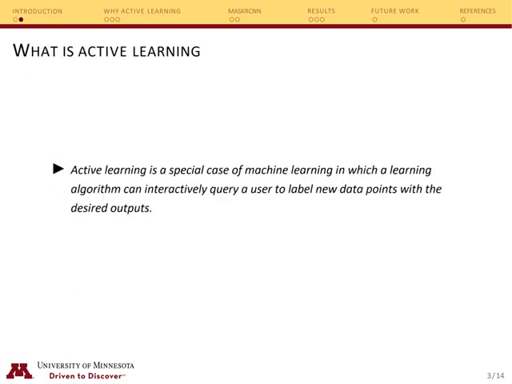By definition, active learning, which is similar to optimal experimental design and statistics, is a special case of machine learning in which a learning algorithm can interactively query a user, which is sometimes called the teacher or an oracle, to label new data points with the desired outputs.